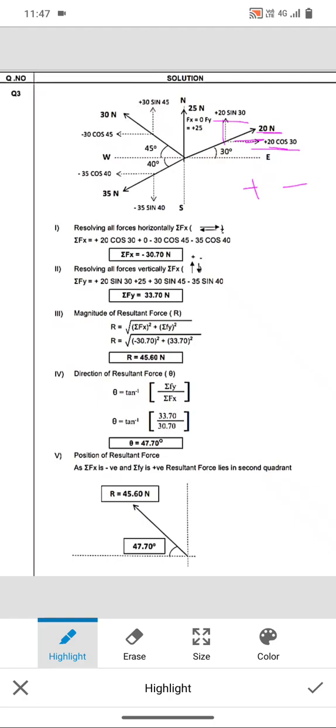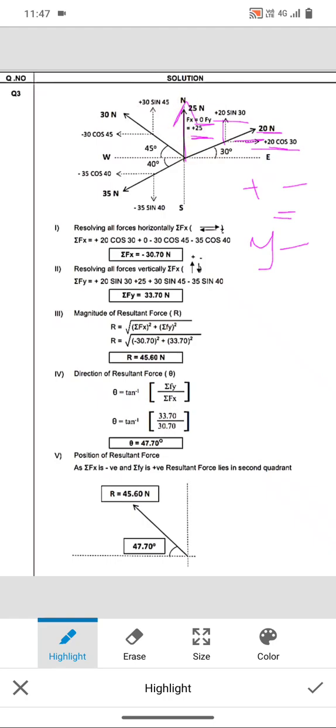Then the second force is 25 Newton towards north. Its horizontal component Fx becomes 0 because the force is parallel to the y-axis. Therefore its horizontal component is 0 and its vertical component is plus 25 because the force is acting in the upward direction.